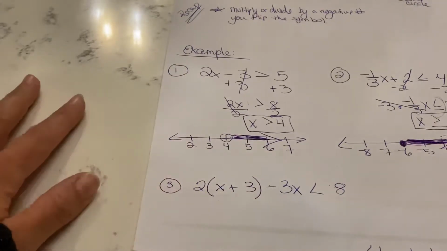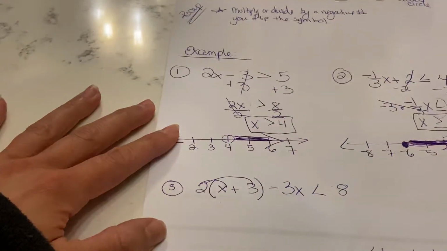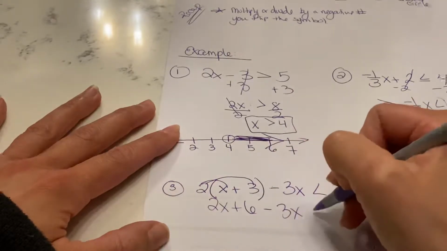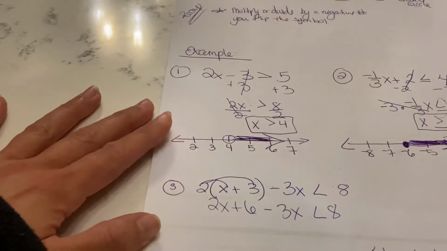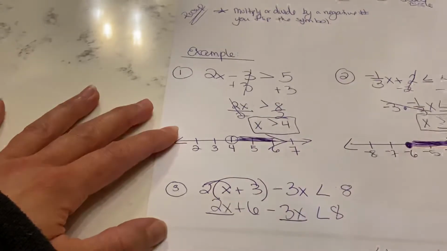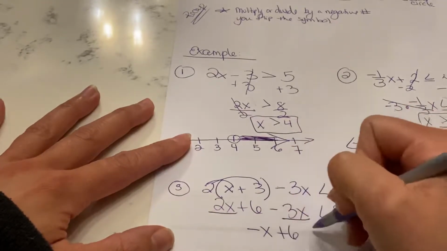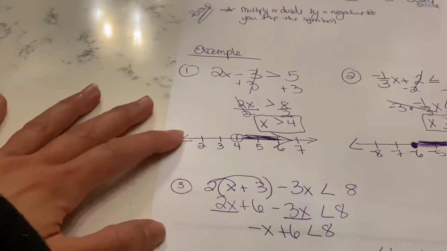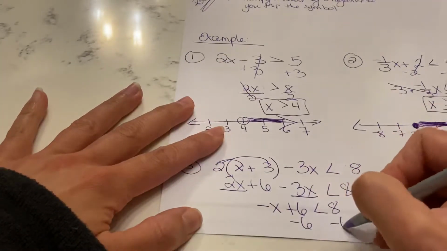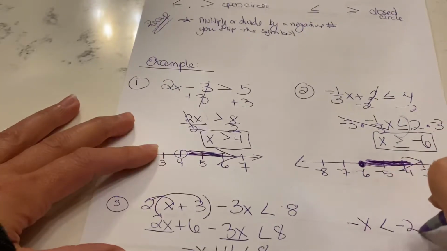So I see a distributive property. So I know I have to first start with this distribution. So I get 2x plus 6 minus 3x less than 8. All right. My next step is to combine like terms. So I have 2x minus 3x gives me a -x. Okay, so this is what I have. I got to get x by itself, so I'm going to subtract 6 to both sides. I end up with -x is less than -2.